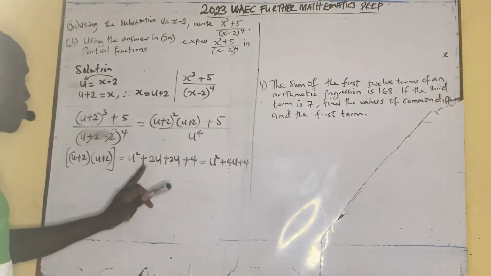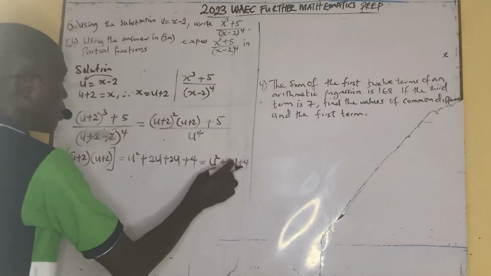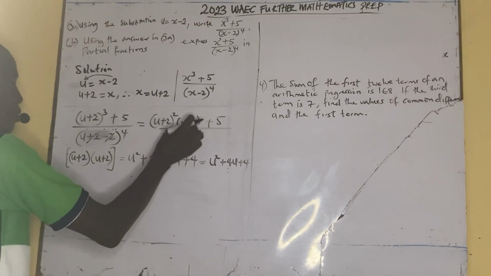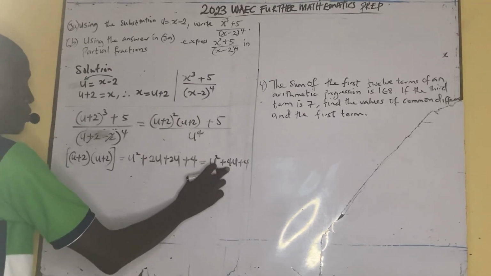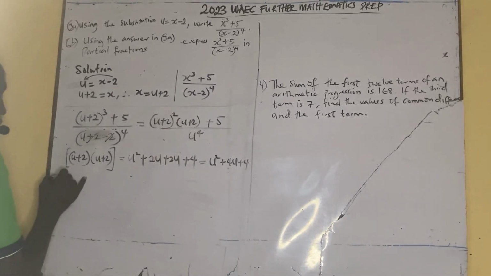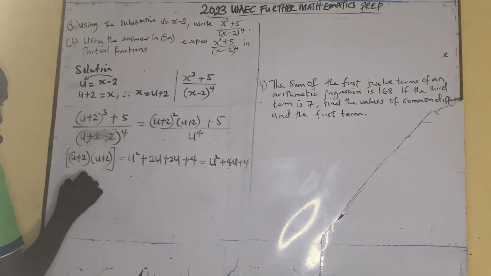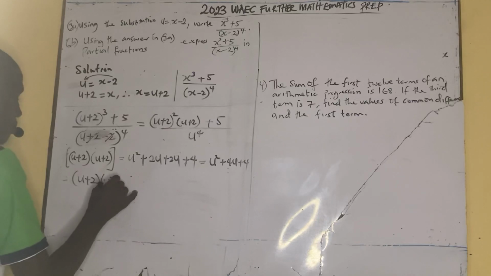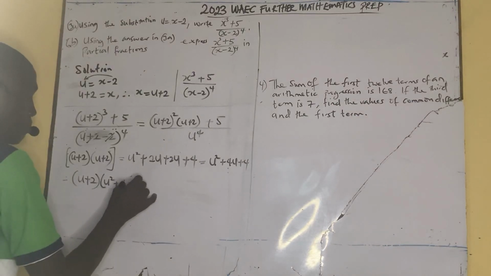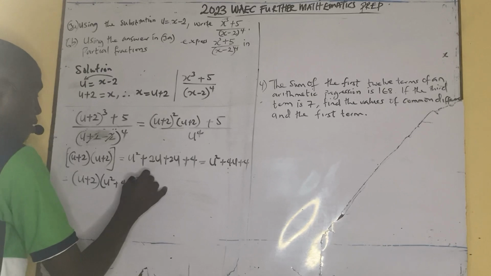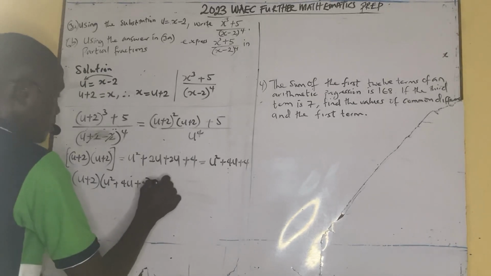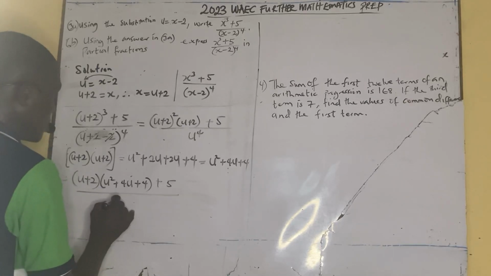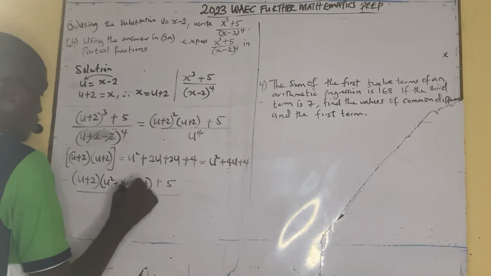Are you getting it? u squared plus 4u plus 4. So now you come back to this place and put your whole thing. You can write u plus 2 first, then you put this one to represent this. So therefore we have: u plus 2, bracket u squared plus 4u plus 4, close bracket, plus 5, all over, don't forget, everything is u squared.